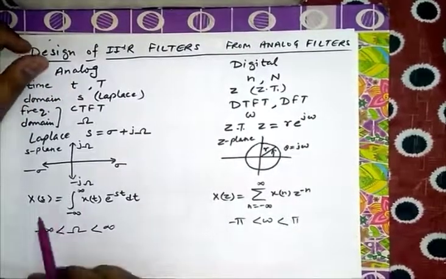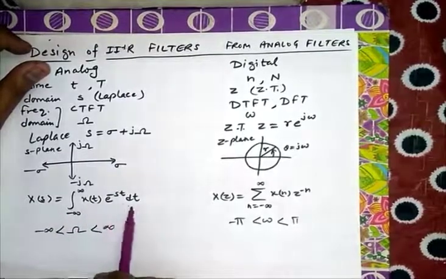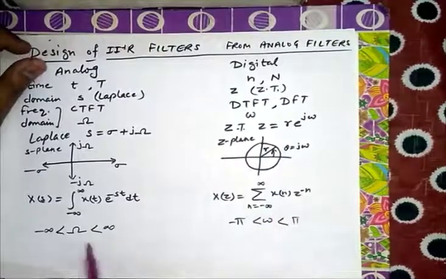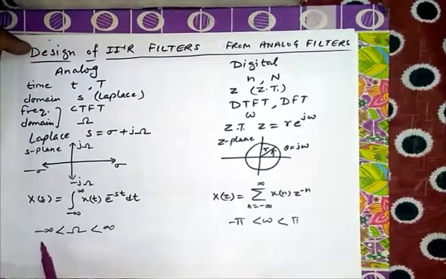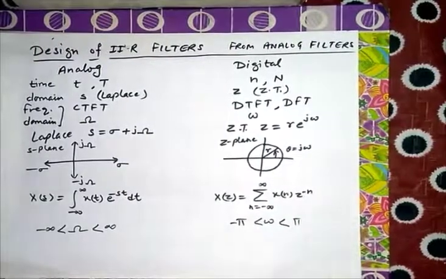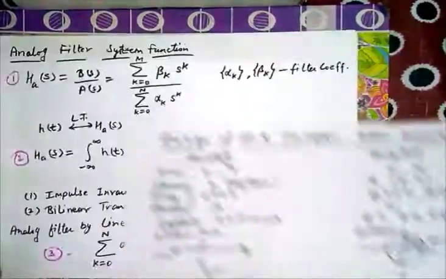Similarly, the Laplace transform is represented as X(s) is equal to the integral of x(t) e raised to minus st dt, and that is the Z transform. And we know that analog frequency ranges from minus infinity to infinity, whereas digital frequency ranges from minus pi to pi. This is the summary of analog and digital domains.